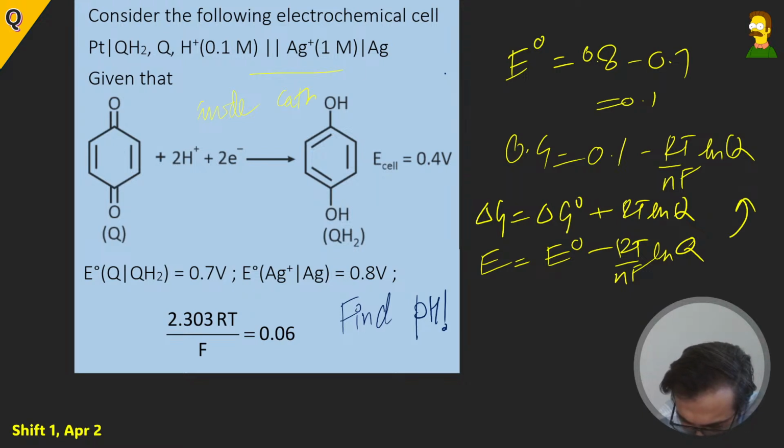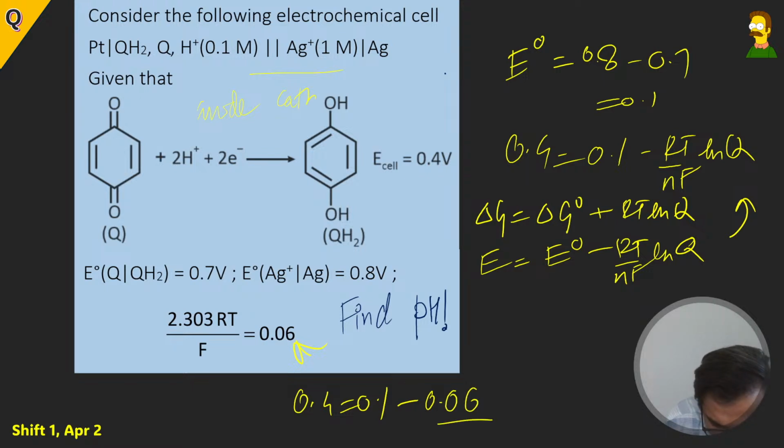Yeah? Yes, no, maybe? Now that you've got that, RT by NF is 0.059, take it as 0.06 दिया हुआ है यहाँ पे, ठीक है? So you write 0.4 equal to 0.1 minus RT by NF is 0.06. कितने electrons हैं यहाँ पे? एक ही दिख रहा है मुझे? नहीं, दो हैं, 2 electrons. Okay, 2. ln q. What is q? It is Ag. नहीं, where is this? हाँ, Ag plus giving this, H plus giving this. Okay, so H plus whole square divided by Ag, right?